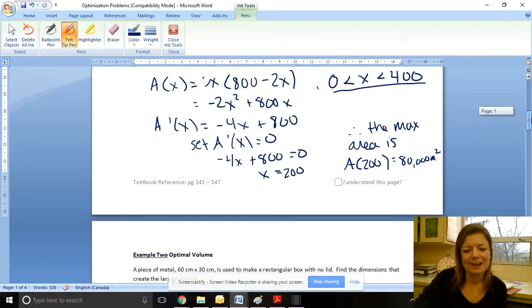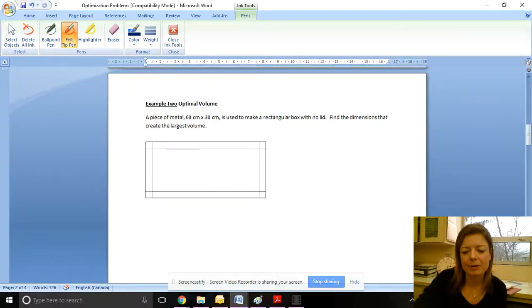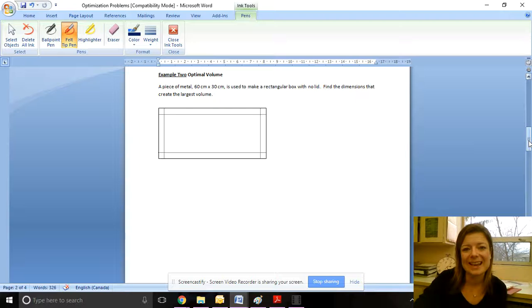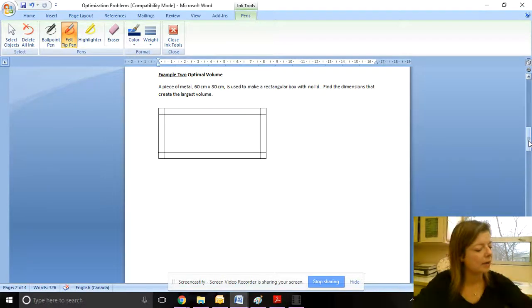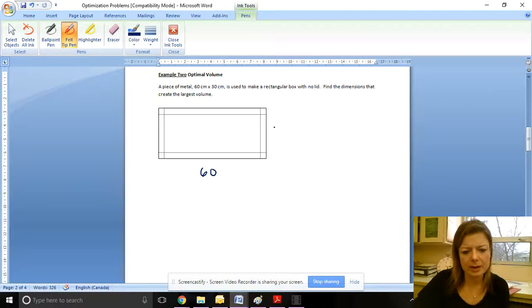Okay. All right, so now we get this dreaded box question. I think you remember it from advanced functions. We had to do a long amount of factoring to solve this problem, and now we can use our calculus knowledge to make it, hopefully, you'll agree with me, a bit more simple. So we have this piece of metal that's 60 by 30. Okay, it's being used to make a rectangular box with no lid.